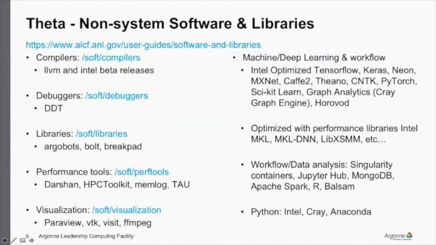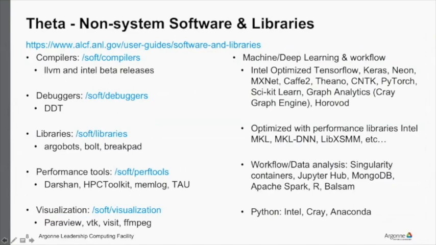For navigating the system, a number of things are located in /soft, and so that is a directory structure where you can peruse. Typical directories are compilers, debuggers, libraries, perf tools, and also visualization. A number of those are enabled via the use of modules, which I'll get to on the next slide. But those directories are there. And then there are other things. If you're using a handful of community chemistry codes, there's a soft applications directory that has a couple of applications in there as well. And a lot of these software and libraries are listed on the ALCF website.